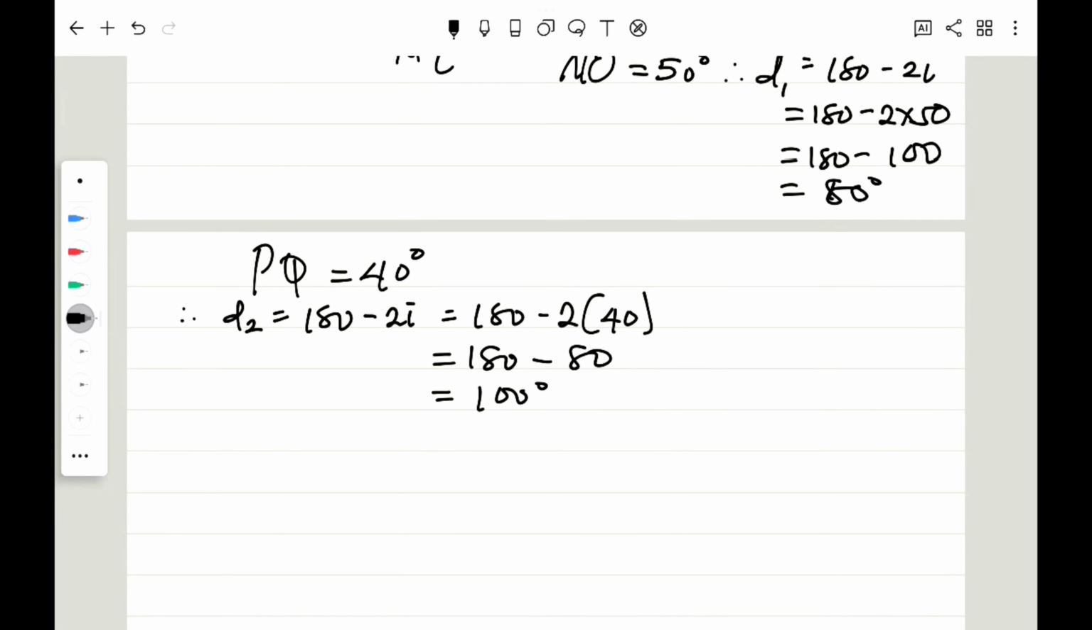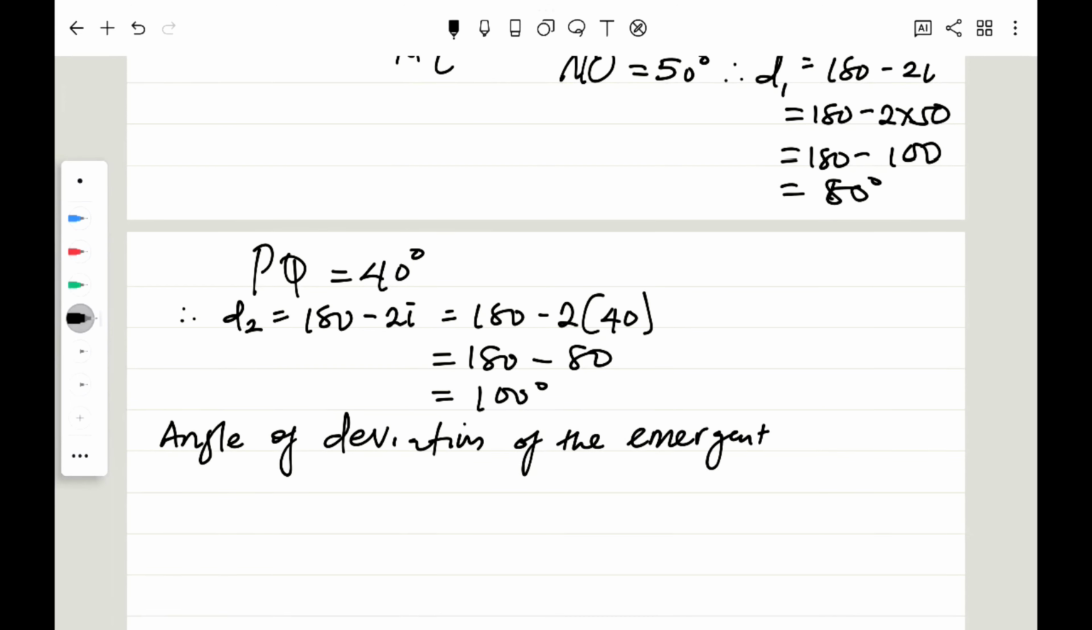So remember that D is equal to D1 plus D2. Exactly. So let's do that now. So that our D is equal to D1 plus D2. So that we have 80 plus 100. Our final answer becomes 180 degrees.